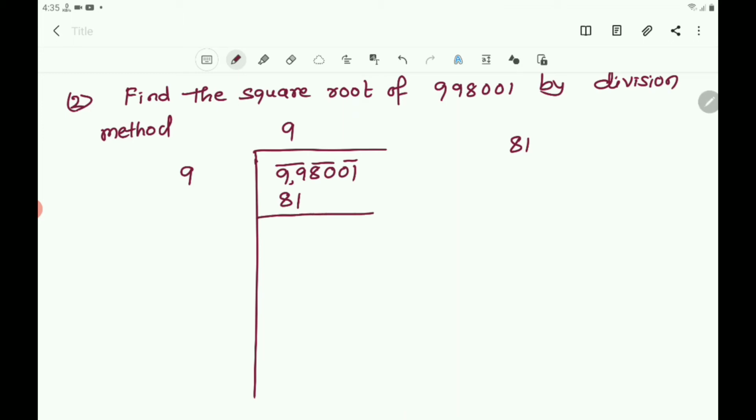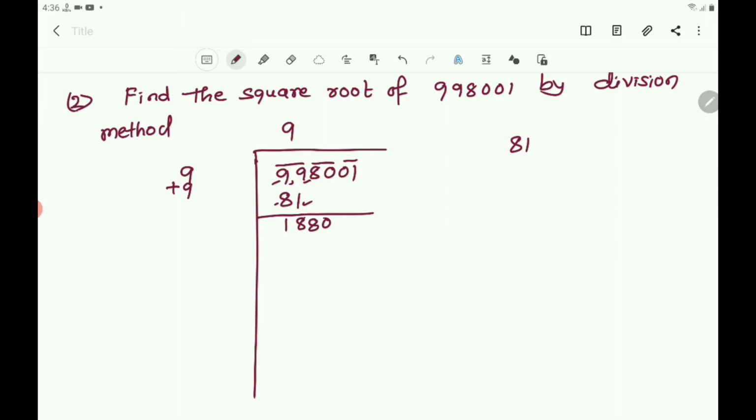Next, here you subtract 81 by 99. 9 minus 1 is 8 and 9 minus 8 is 1. Take the next numbers under the bar, that is 80. You got 1880. And here what you have to do?